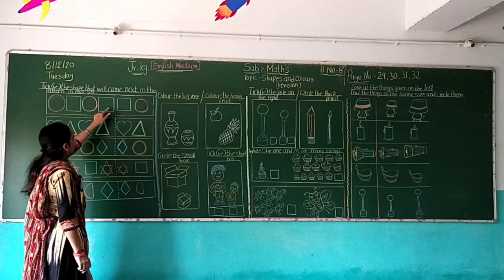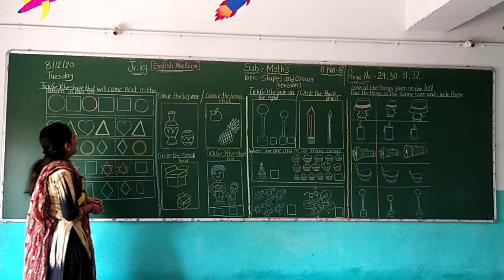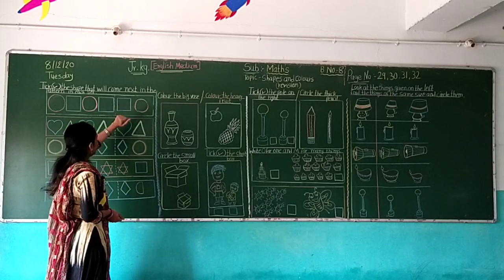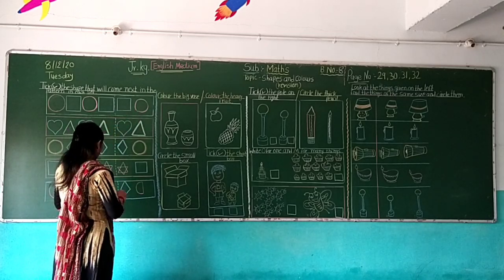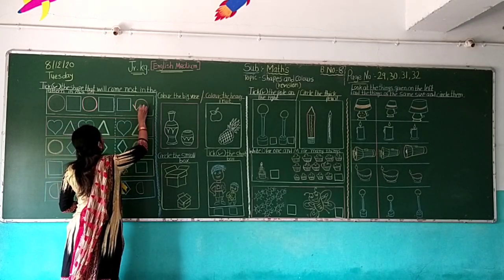So which shape comes next in the pattern in its set? Tell me. Yes, circle. Which shape comes next in the pattern? Circle. So here we tick circle. Okay.